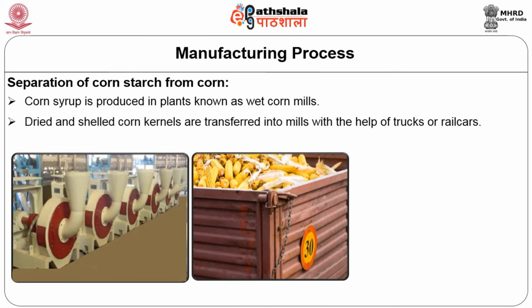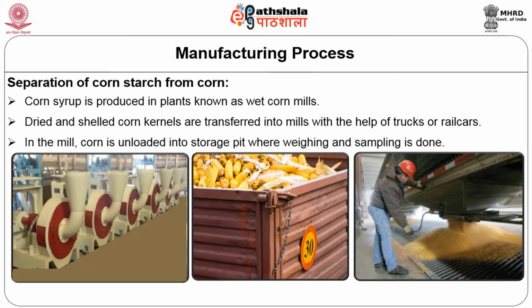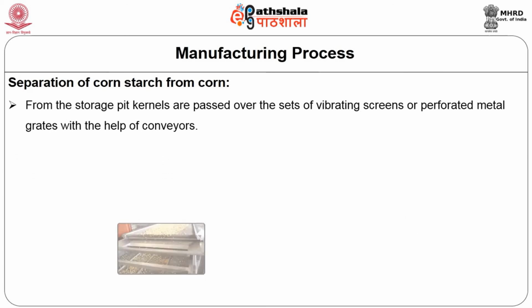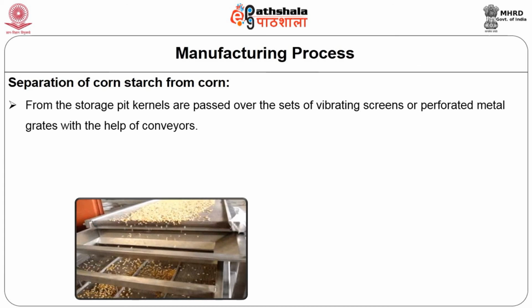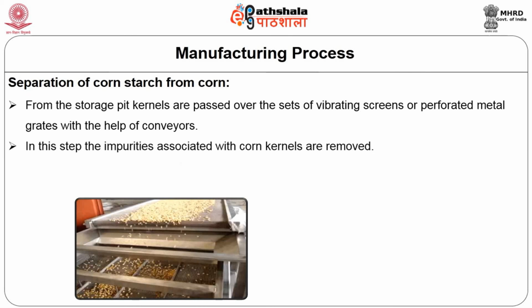Dried and shelled corn kernels are transferred into the mill with the help of trucks or rail cars. In the mill, corn is unloaded into a storage pit where weighing and sampling is done. From the storage pit, kernels are passed over a set of vibrating screens or perforated metal grates with the help of conveyors. In this step, the impurities associated with corn kernels are removed.